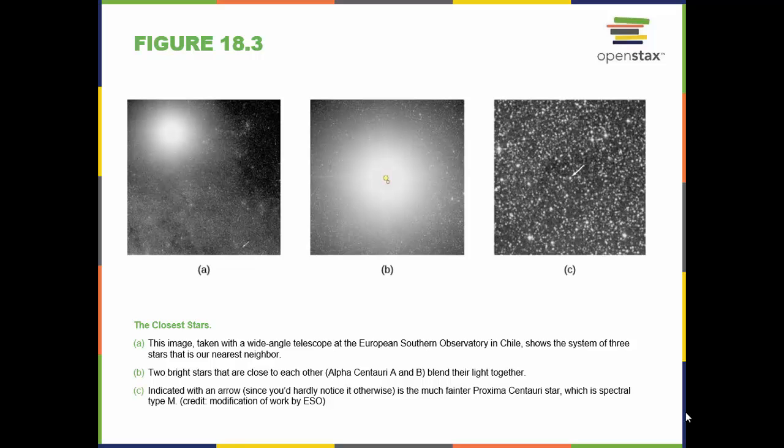In B, we see 2 bright stars that are really close to each other. This is Alpha Centauri A and B. If you didn't have those 2 yellow dots to show you where the stars were, you would think they were just one star. They're so close together that all it looks like is one giant star. In C, there's an arrow, because you would barely notice it in the picture. It's a much fainter star, which is of spectral type M.